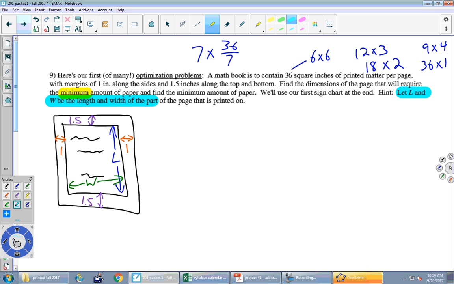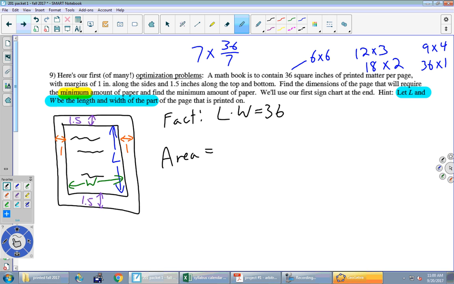All right, so let's come up with our formula. So here's a fact. We know that there's 36 inches of printed matter per page, which means L times W is definitely 36 for every one of our possibilities, right? All right, don't know how we're going to use that just yet, but it's there. And now we're going to write a formula for area. And when I say area, I mean the entire page, the total page, including the printed stuff and the margins.